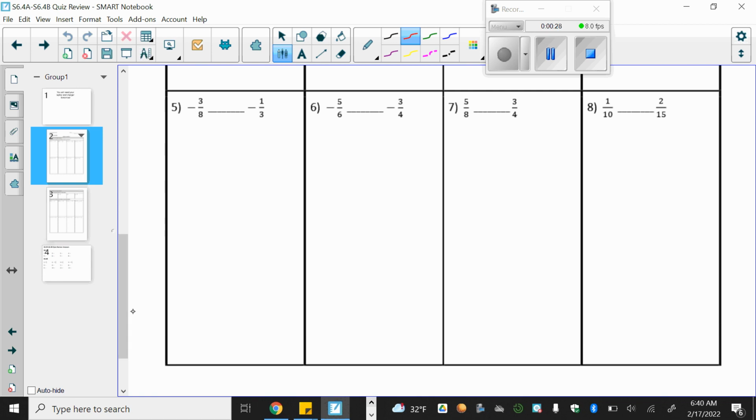So remember, you're going to ask yourself those 3 questions. 1, do my bottom numbers match? No, bottom numbers don't match. 2, can I turn 1 into the other? And no, for 8 we can't turn 10 into 15 or 15 into 10. It's not a multiplication by a whole number. But what we can say is, can I turn 10 and 15 into one new number, right? And so we're going to use multiples to do that.